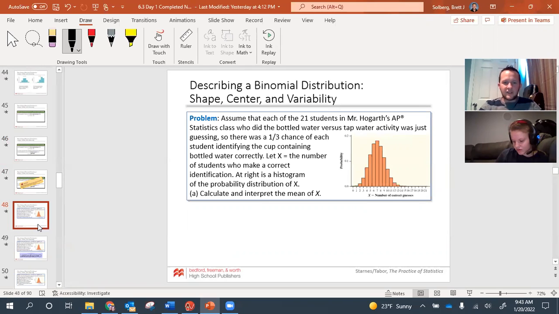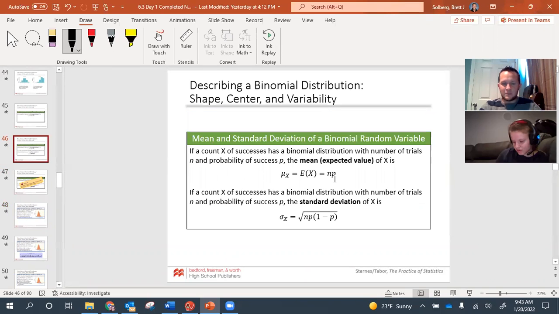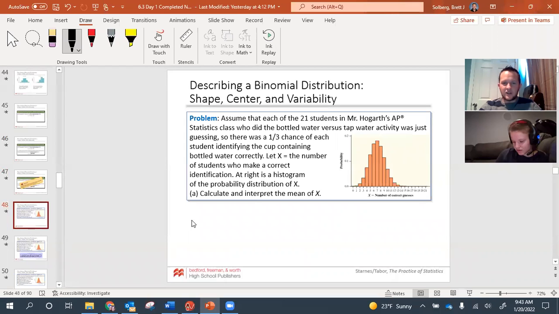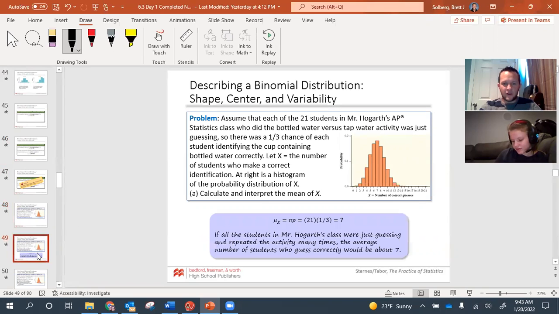So the probability of success is 1 out of 3, okay? Now, what we want to know is how would we calculate the mean? Using the formula we just learned, you're just going to do NP, which in this case, N is 21. We had 21 students, and the probability of success was 1/3. So we would just times 21 by 1/3, and that would give you 7.